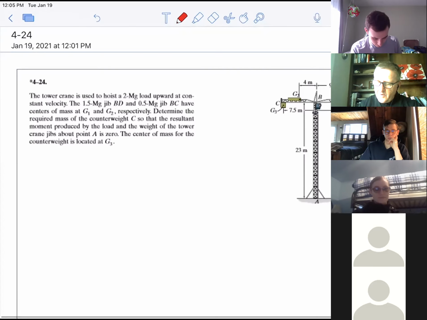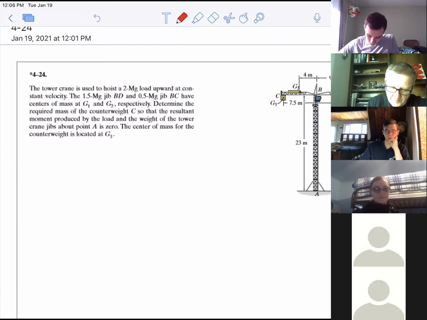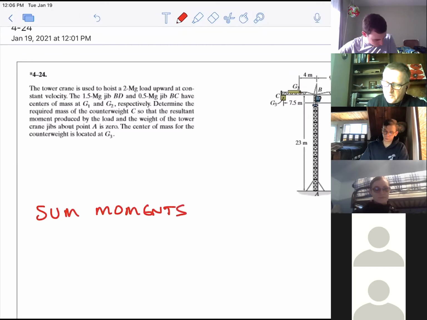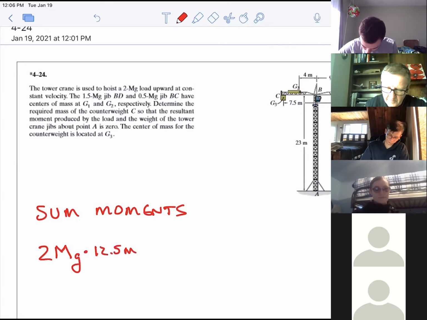So notice I know everything I need to figure out that force. So I'm just going to say here the sum of the moments, and start into it. If I say 2 megagrams, and as I think Aaliyah said the other day, it's very important that's a capital M, otherwise it's milligrams, and that'd be a huge mistake. 2 megagrams times 12.5 meters.